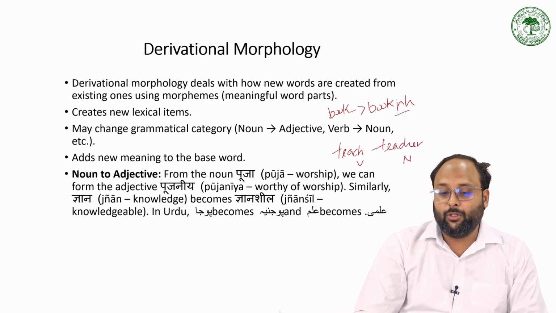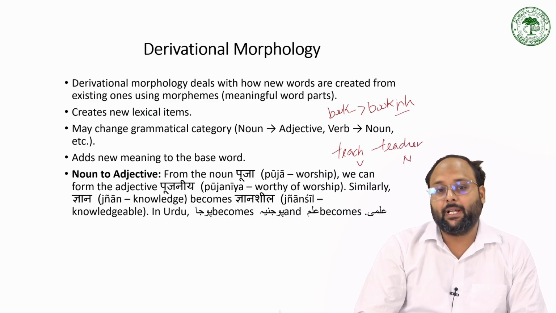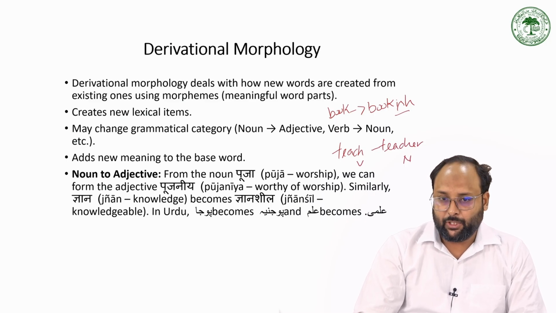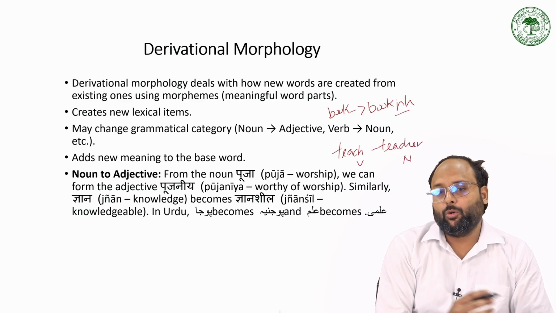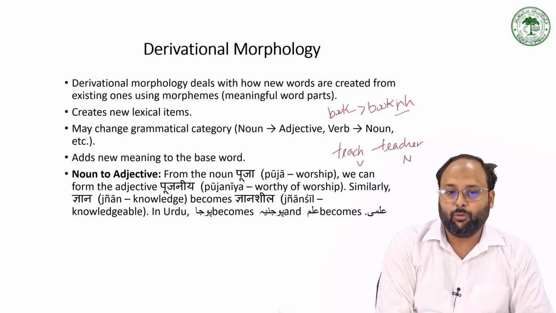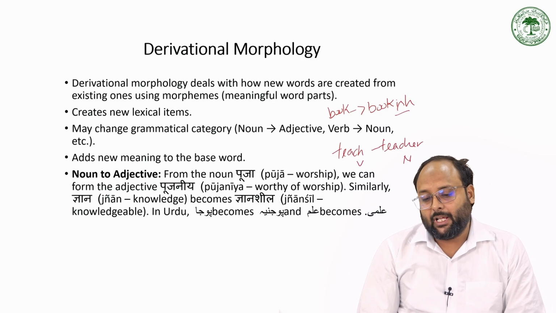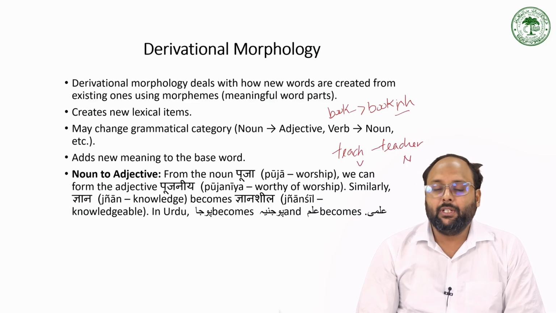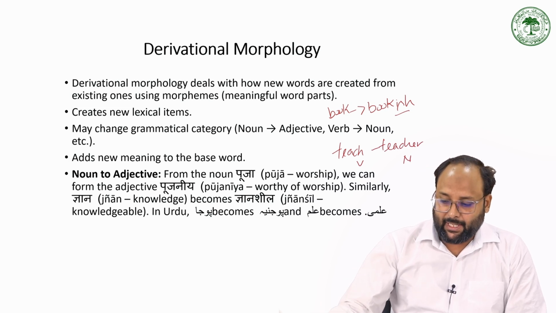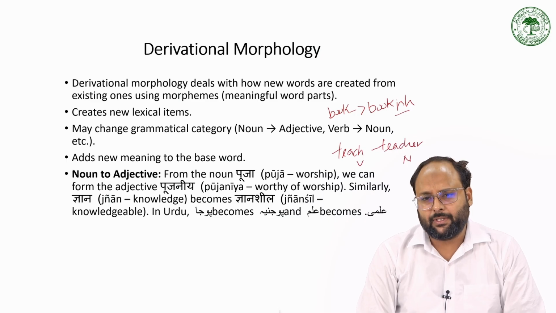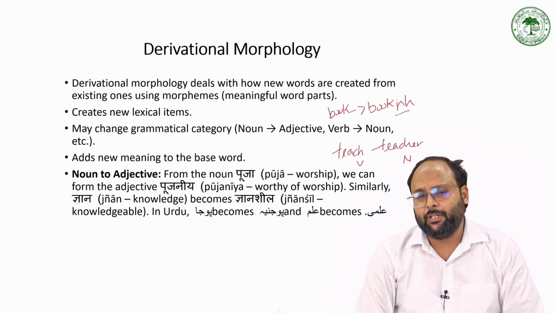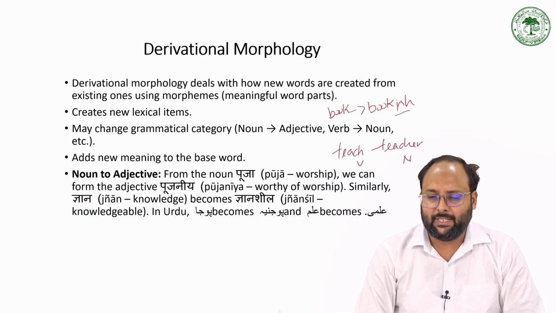When you add any derivational suffix or prefix, it also sometimes changes the grammatical category or the parts of speech. So you can go from noun to adjective, from verb to noun, from noun to verb, from noun to another noun. There are many changes that occur through the derivational suffixes in Urdu Hindi. They add new meaning and they derive a new lexical item by suffixation as well as prefixation. In inflection we have only the suffixation process, but in derivation we have both types of process, suffixation as well as prefixation.